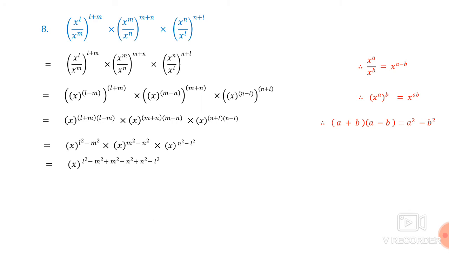Bases are same, we will add the exponent. When adding the exponent, we are left with only x exponent 0. All the exponents will be cancelled with their like terms. Okay, whenever we have 0 exponent, the answer is just 1. Question number 8 was exactly same as question number 6.